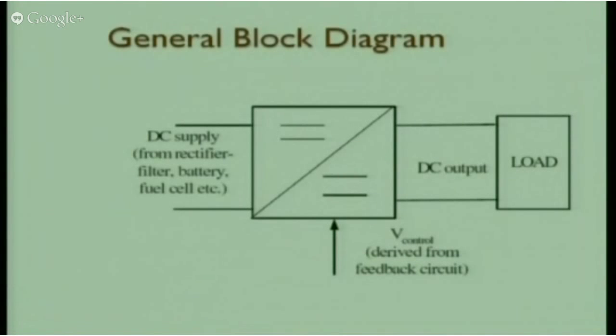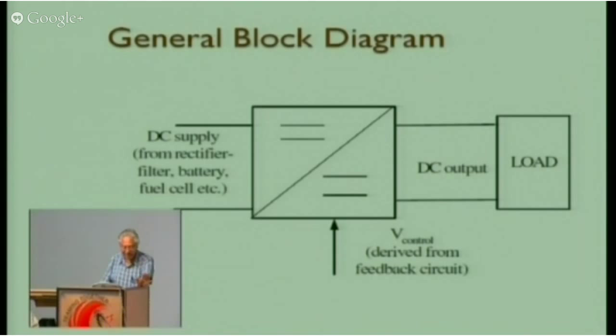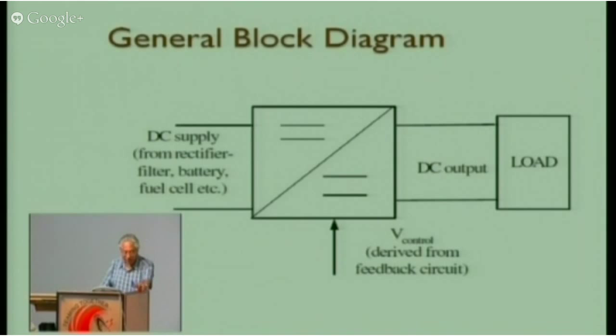Let's see the general block diagram. This is a block diagram wherein DC supply comes from a rectifier, filter, battery, fuel cell, etc. It could be a rectifier. Of course, the rectifier has to be with the help of a filter. Agar bina filter ke aap rectifier se denge, to uske andar kya problem hoti hai? You have a lot of ripples, isn't it? So ripples ko kam karne ke liye filter use kiya. So use a filter. Best solution is battery, but battery is a very costly affair.